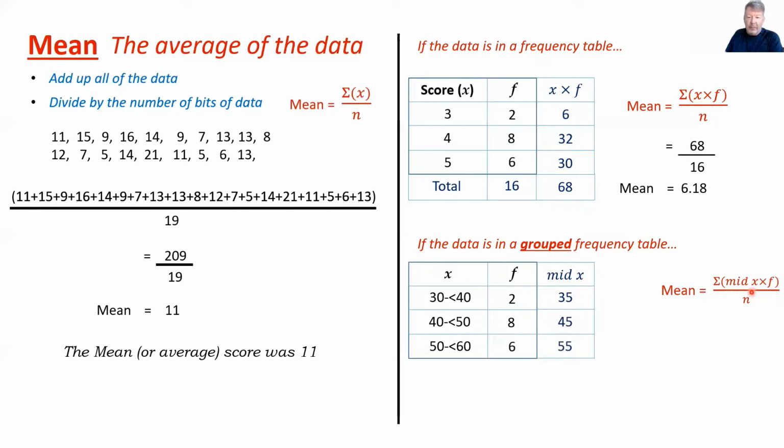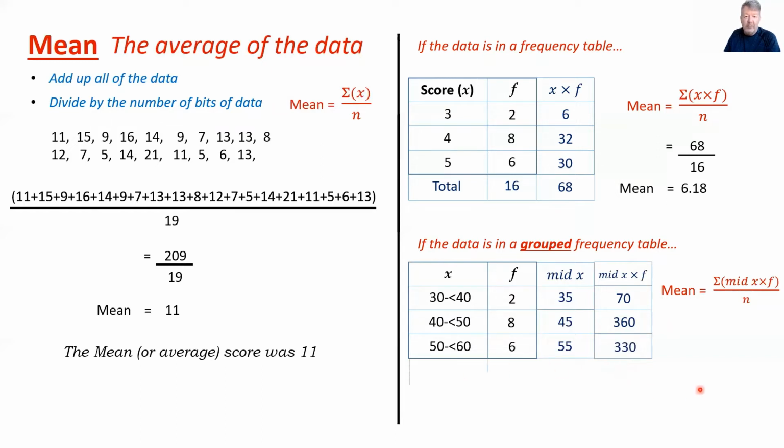Now we're doing midpoint times the frequency. So we need another column, same as we did up here, score times frequency. Now we'll do midpoint times frequency. So we'll add another row of boxes over here, give it a title, midpoint of x times f. Simply 2 times 35 is 70, straightforward. 8 times 45, 360, I just knew that. And 6 times 55 is 330.